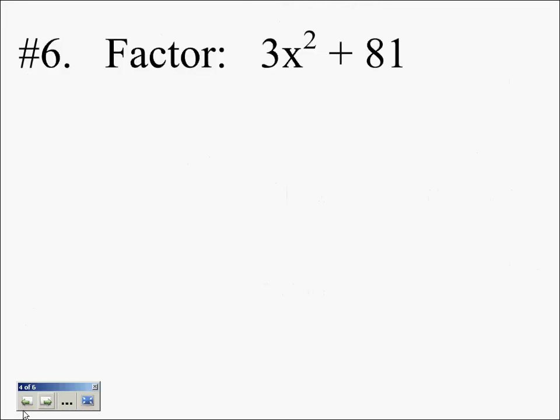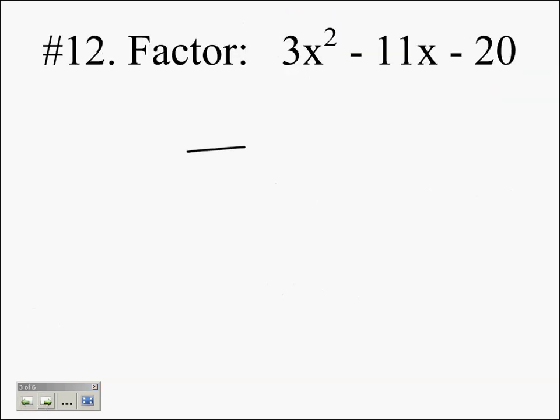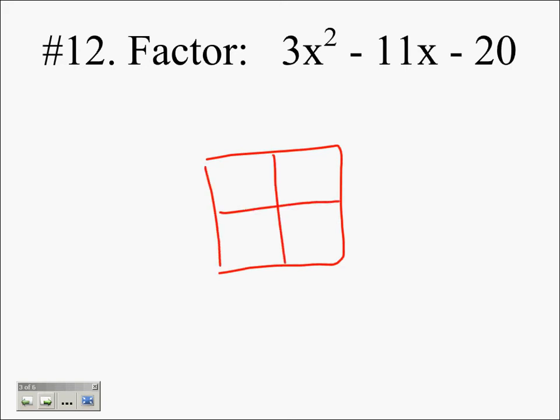So that means I can use the box method. If we can get back to number 12. There we go. So we're going to set up that box. Maybe that mystery box. Okay. In the top corner, we're going to put the first term, the 3x squared, and in the bottom corner, we put the last term, the negative 20.